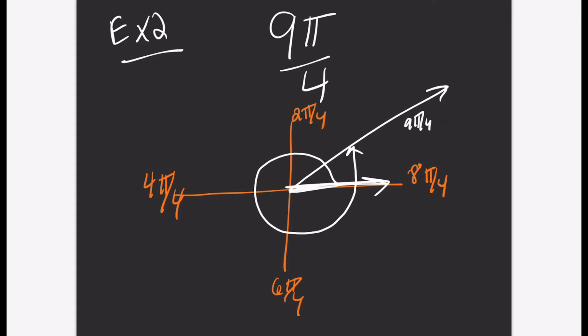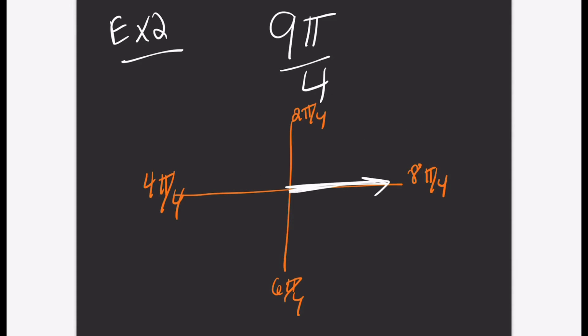So for example, if I start here and do 8 pi over 4. Notice again that one revolution is 8 pi over 4. If I keep going all the way here, I'm already at 10 pi over 4. That's why we stop right here in the middle and call this 9 pi over 4.